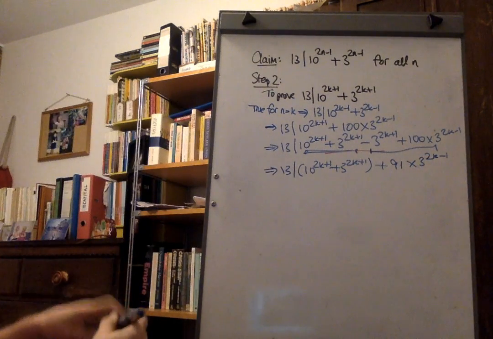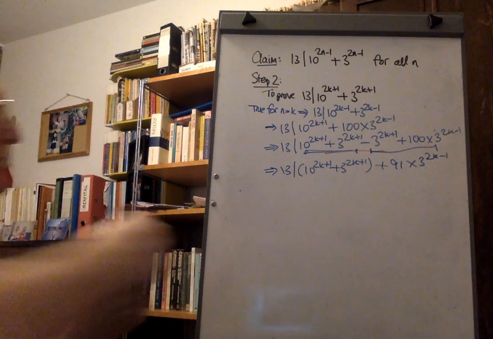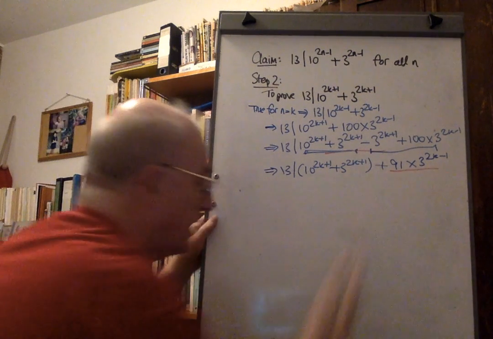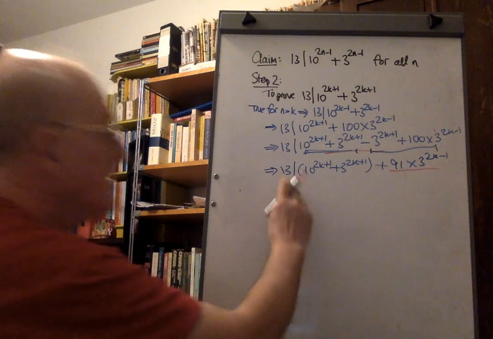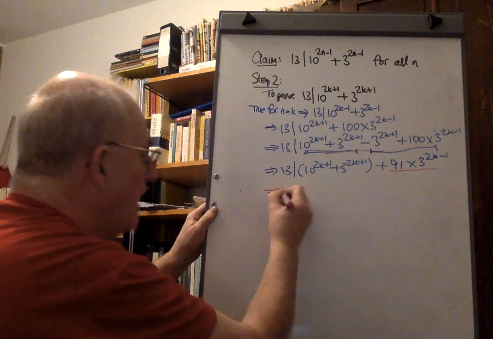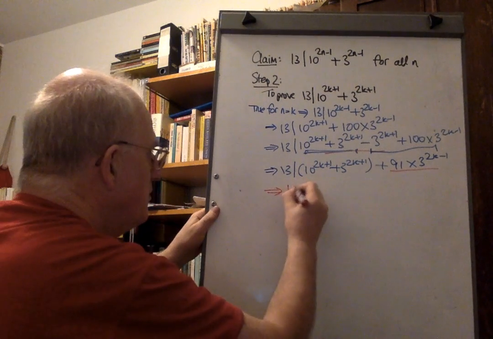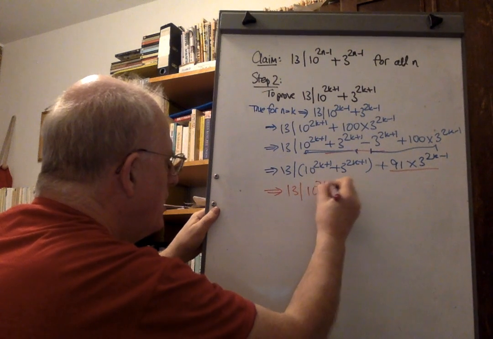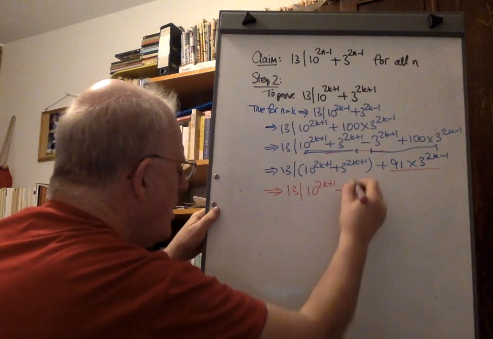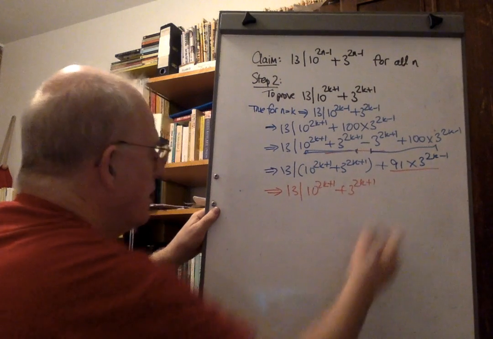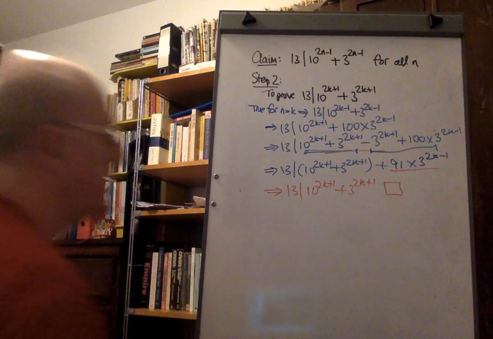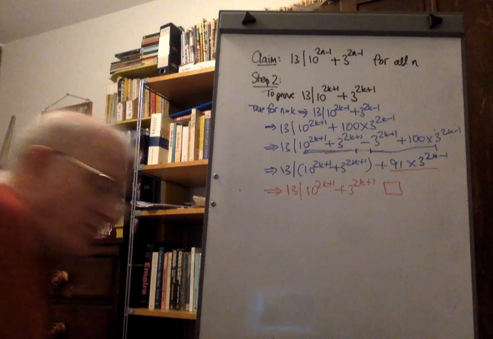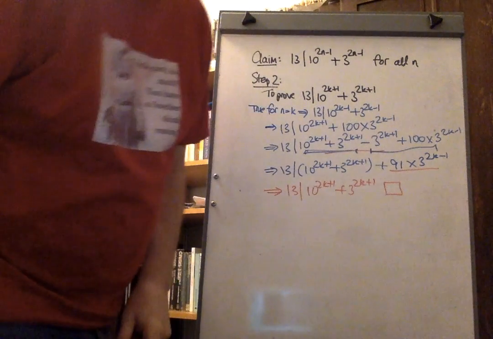Right, okay. However, at this point, we know 13 goes into that because 13 goes into 91. So if 13 goes into all that, then it must go into that bit too. So 13 goes into that, which finishes our step 2. Third example coming up.